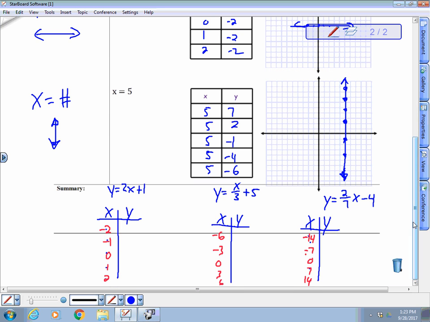And then our last point right here, if we have a normal equation, we'll use negative 2, negative 1, 0, 1, 2. If we have an x over 3 in this case, we'll use multiples of 3: negative 6, negative 3, 0, 3, 6. If we have, let's say, 7 on the bottom, we'll have multiples of 7. So there you go.